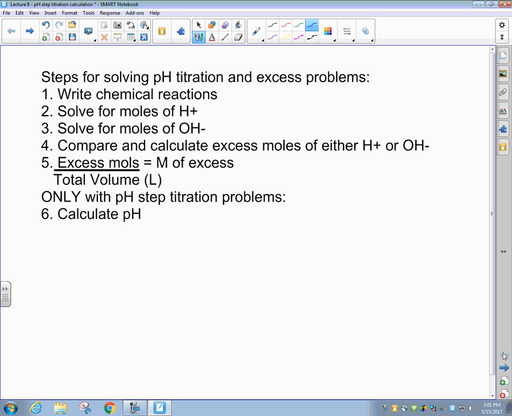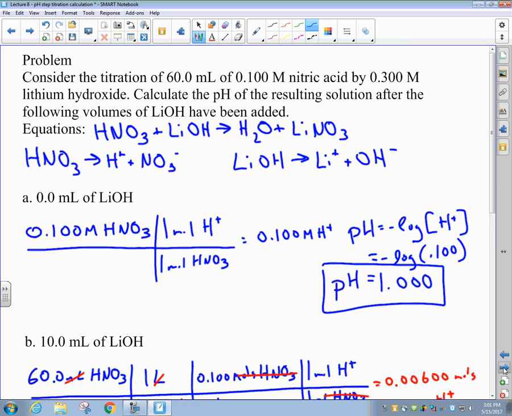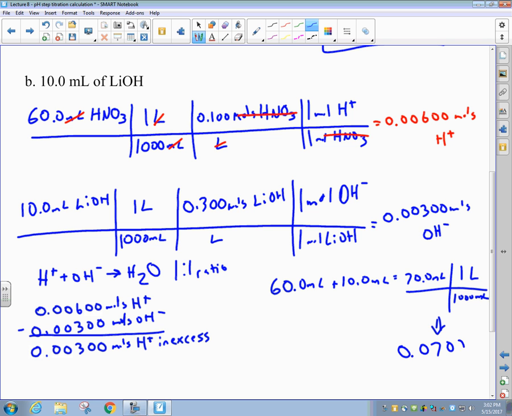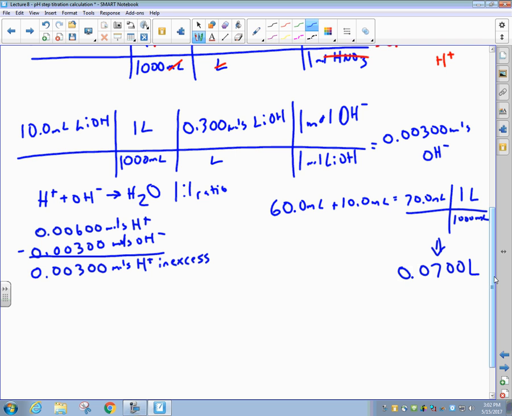We're going to take the excess moles and divide it by the total volume. The total volume is these two numbers that we started with, added together and converted into liters. So we have 60 milliliters of acid plus 10 milliliters of base gives me 70 milliliters of solution, and then I'm going to convert using 1,000 milliliters in 1 liter, and that's going to give me an answer of 0.0700 liters.